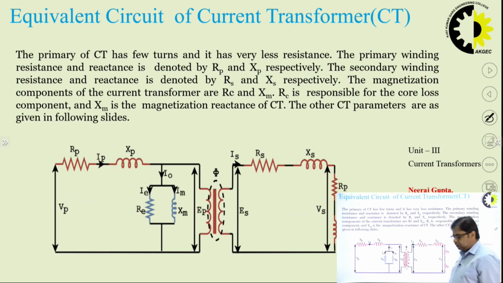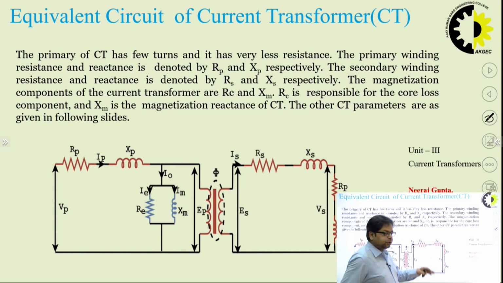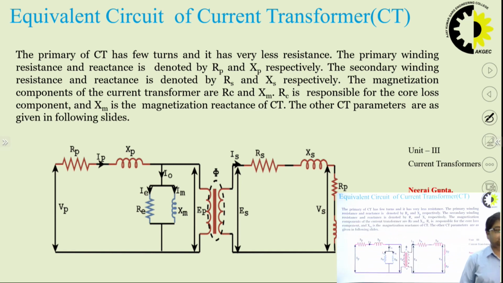This is the equivalent circuit diagram of a current transformer. It depicts the primary winding and secondary winding resistances and reactances, and the load resistances and reactances. This is the primary winding with Rp and XP as resistance and reactance. This is the core loss component of current, IE, and the magnetizing component of current, IM, with RE and XM, and this is the no load current, I naught. This I naught tells about the situation where counterbalancing needs to be done.